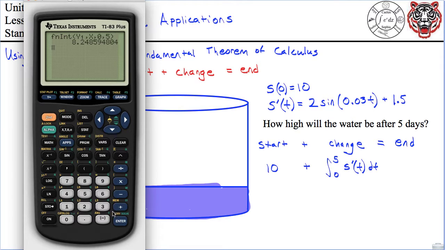I got 8.249. So this is going to be 10 plus 8.249. So that's going to equal 18.249.